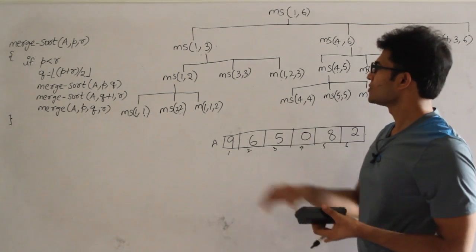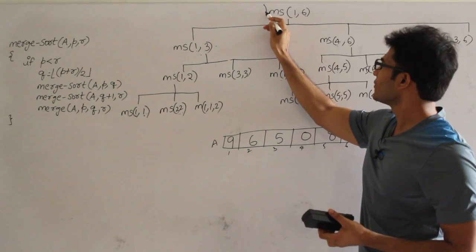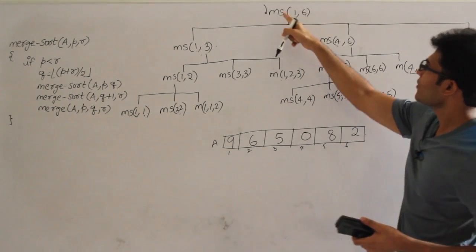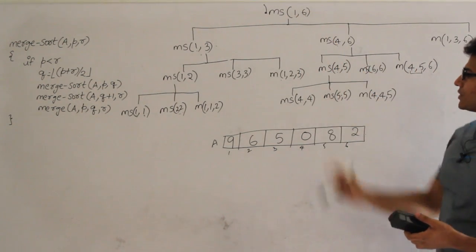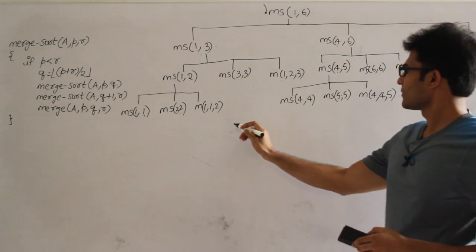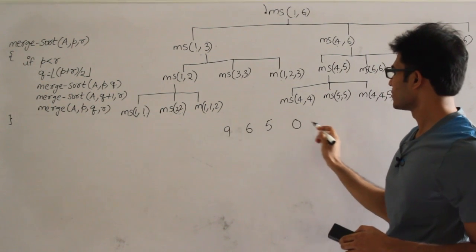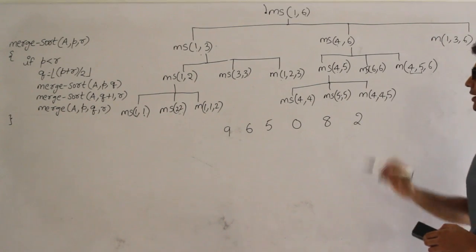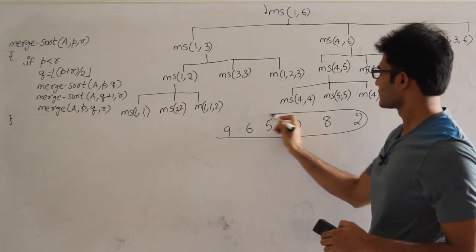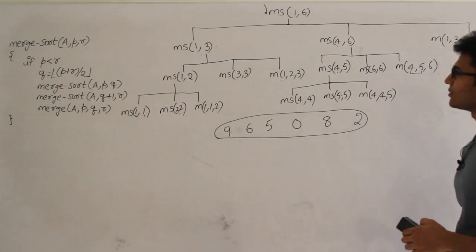Then the order in which all these functions will be called is to just traverse it top down, left to right. I am traversing like this, which means I have to apply merge sort on 1 to 6 elements, right? So let us say all these 6 elements are these: 9 6 5 0 8 2. Let us say these are the elements. Now 1 to 6 elements are these. It is saying that I have to sort all the 1 to 6 elements.